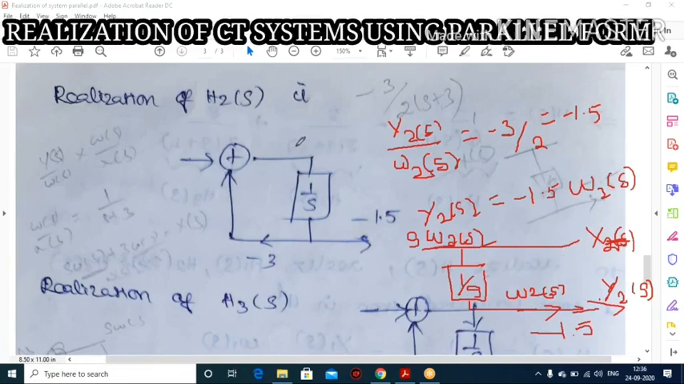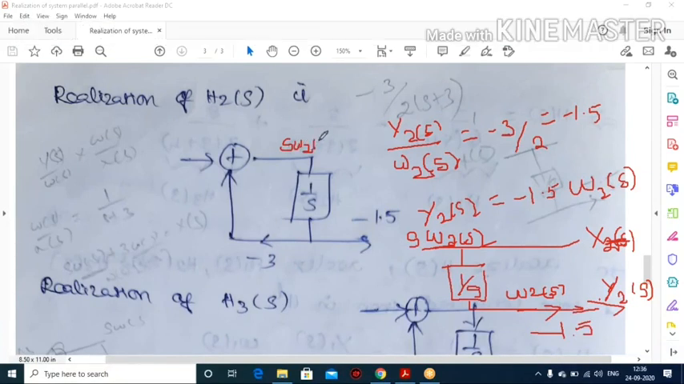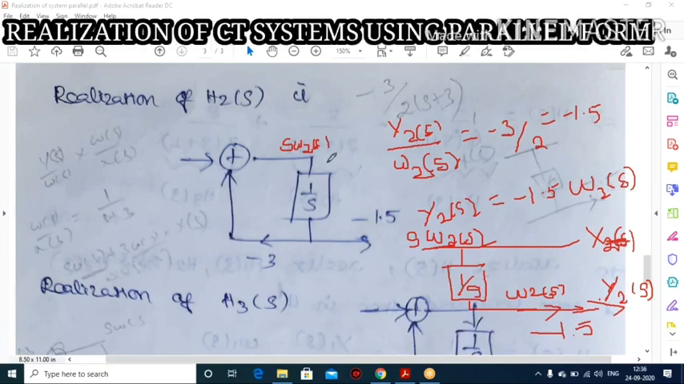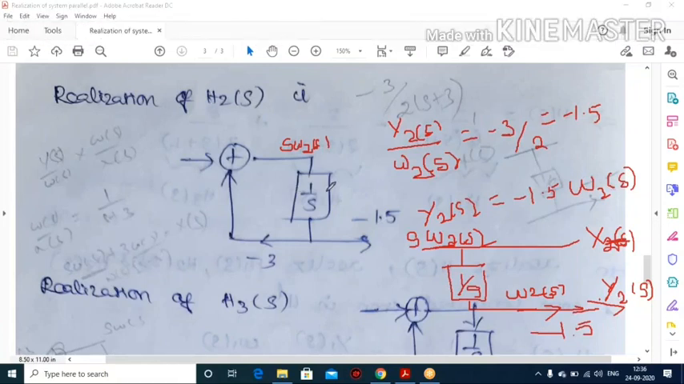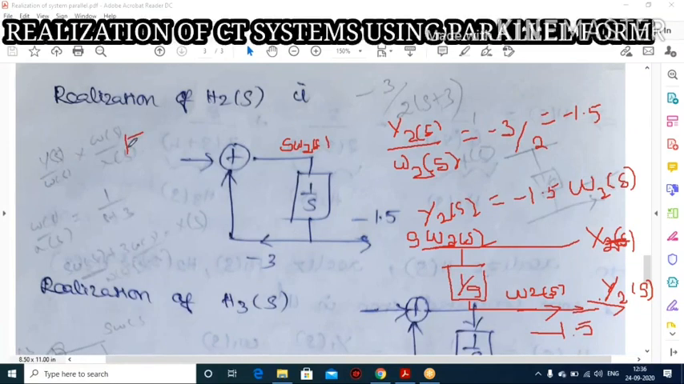Here also s into w2 of s. So I just bring these two terms together. So what will happen? Now we have two integrator blocks, so instead of two, I add only one. Okay, so this is your final diagram. This is your final realization.